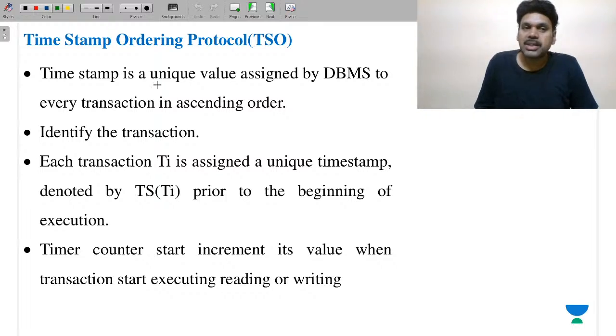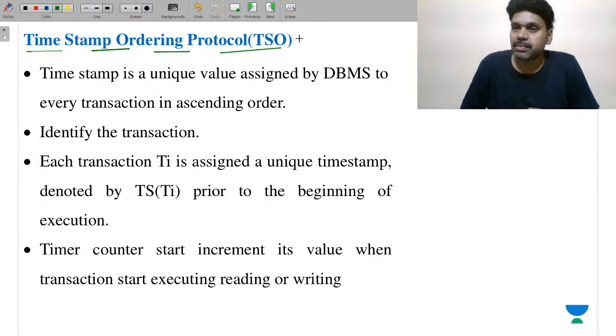What is the real-time example of timestamp ordering? The real-time example of timestamp ordering is your operating system. Operating system is completely based on timestamping only. So how does this timestamp ordering protocol help in order to provide proper concurrency control in concurrent execution of the transactions in the same schedule?